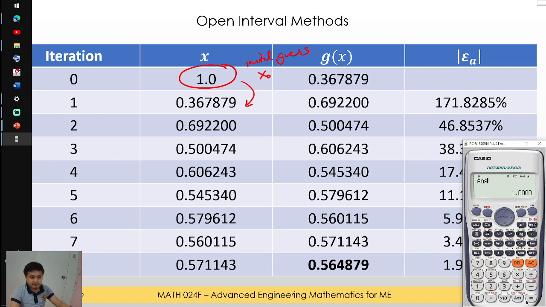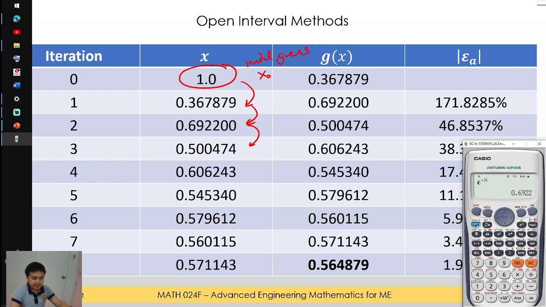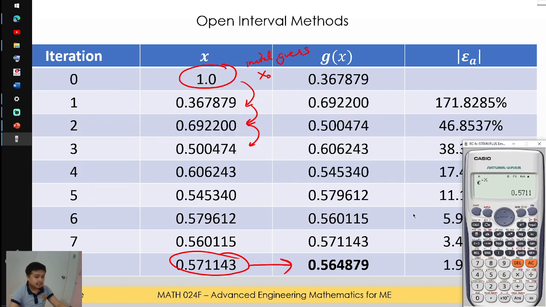So the previous answer will be resubstituted. This will be our new approximation, and we keep on substituting this value, again and again. And as we can see here, we arrived at this approximation. The very last approximation that we will actually get is 0.5648.